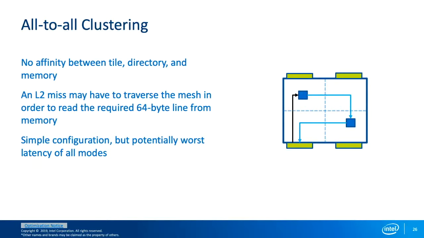So in all-to-all clustering, you essentially have no affinity between the tile, the tag directory, and the memory. So if you have an L2 miss on a core somewhere, you would have to potentially traverse the whole mesh, well, not the whole mesh, but go to the other side of the chip and then go back to the beginning to grab information from memory. So you're not guaranteed locality in either of the 2 steps.